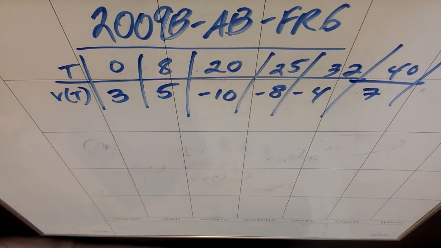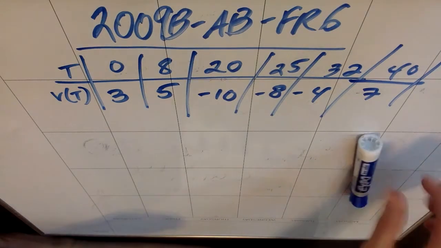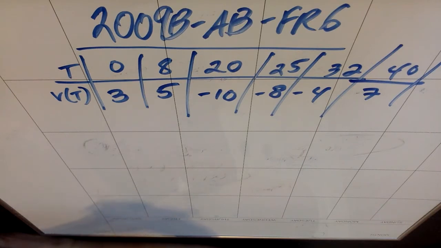Doing a little bit more AP review. This is 2009B, AB for response number 6. So we're given a table. The velocity of a particle moving along the x-axis is modeled by a differentiable function v, where the position x is measured in meters and the time t is measured in seconds. Selected values of v of t are given in the table. The particle is at position x equals 7 meters when t equals 0 seconds.